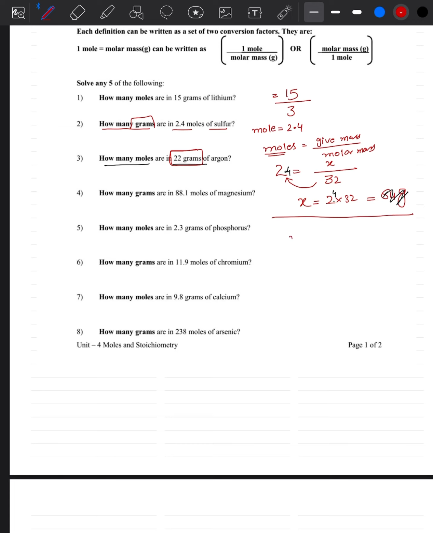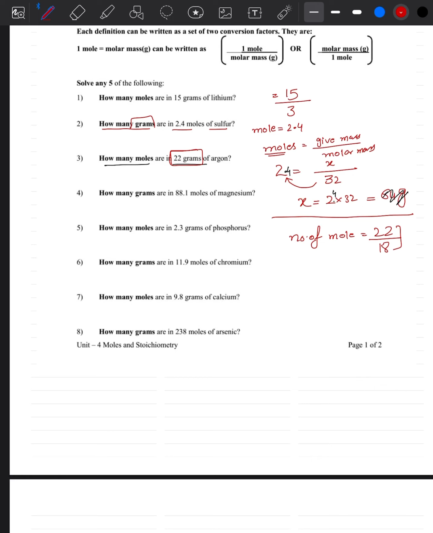We know that number of moles is equal to given mass over molar mass, and what is the given mass? That is 22. And what is the atomic mass of argon? You can use the periodic table to find it. I think that is 18. So when we divide, we will get the number of moles of that atom.